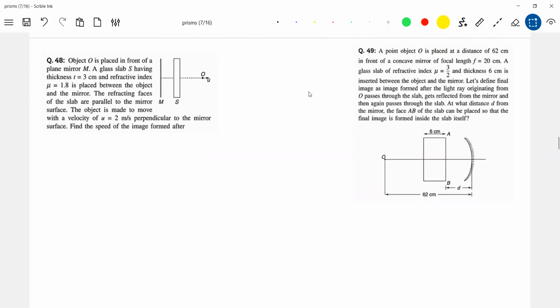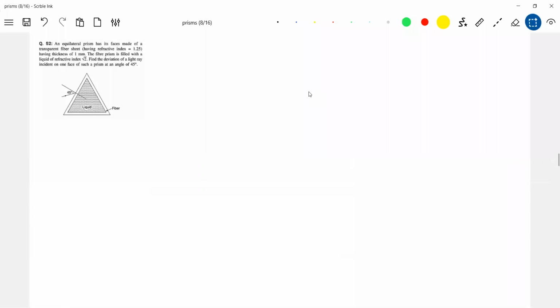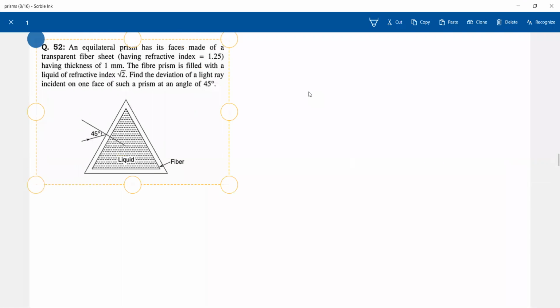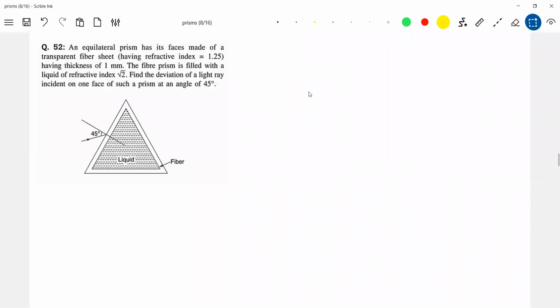So I'll take the next one. An equilateral prism made up of a transparent fiber sheet having thickness 1 millimeter. The fiber prism is filled with a liquid of refractive index √2. Find the deviation of a light ray incident on one face of such a prism at an angle of 45 degrees. What to do with that fiber sheet? We do have it here.